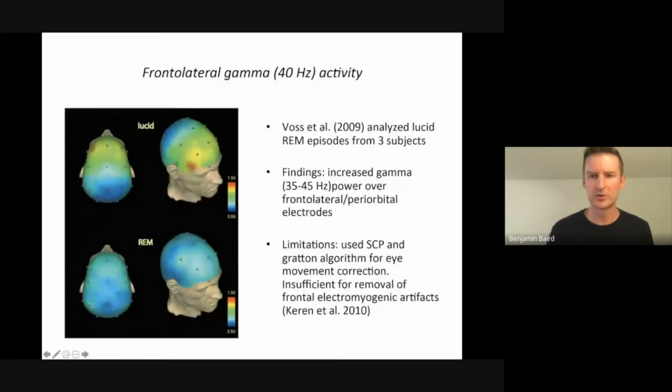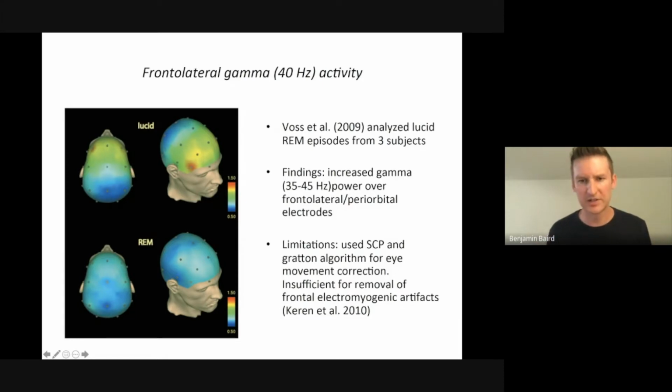One of the things we've been trying to do in our recent work, and this is also connecting with the conversation that we had last time in this group, which I particularly wanted to highlight, is trying to see if we can clarify the nature of some of these existing findings. And the biggest one, the one that has really gotten the most attention, both of the scientific and popular press, is this finding, which was published in Sleep in 2009 by Voss and colleagues, in which they analyzed lucid REM sleep from 3 subjects and compared that within subjects to their baseline REM sleep activity. And what they reported finding was increased gamma activity, essentially right here in frontolateral electrodes.